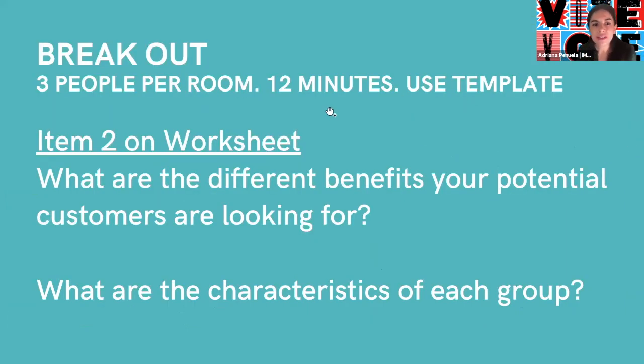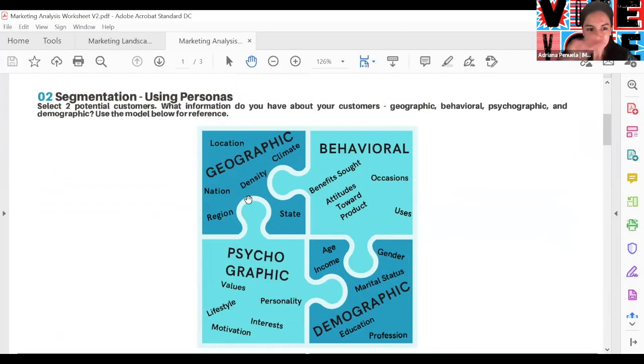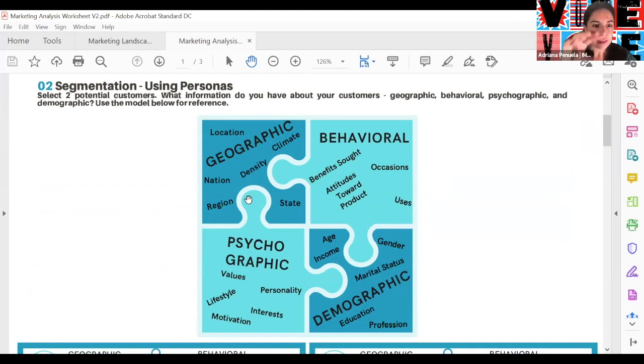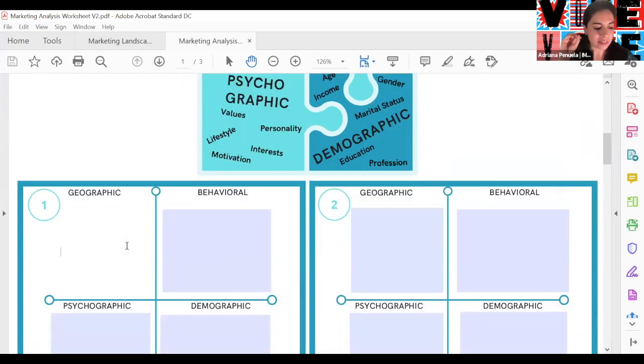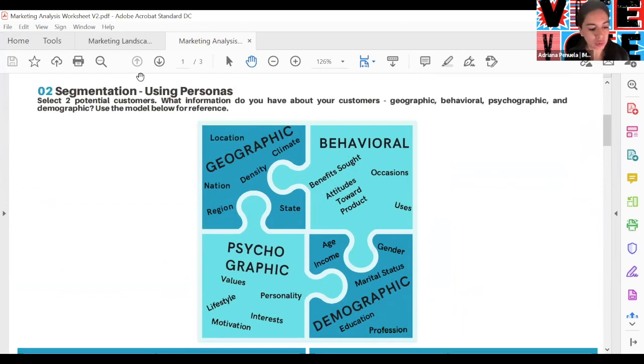So now we're gonna be sending you into breakout rooms, and you're gonna be doing item 2 in the worksheet. In this one, you're going to be segregating this group of customers that you identified at the beginning, and then putting them into this segmentation 2 by 2. So think of geographic, think of behavior, psychographic and demographic spaces. Okay, so now I'm gonna be sending you to the breakout rooms unless anyone has a question at this point.